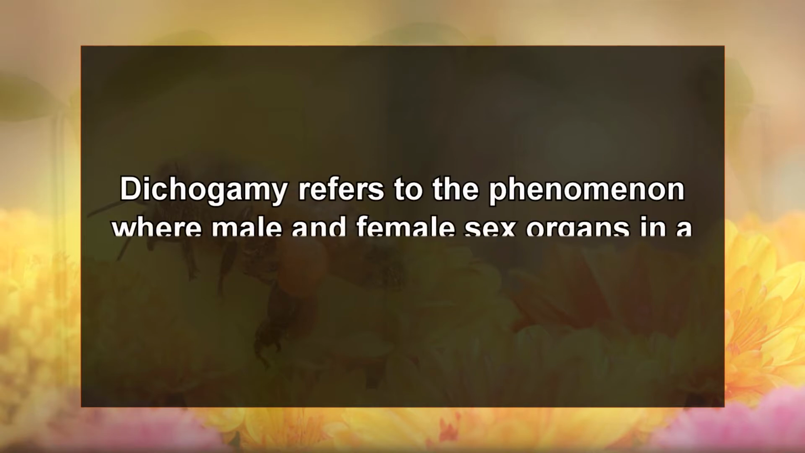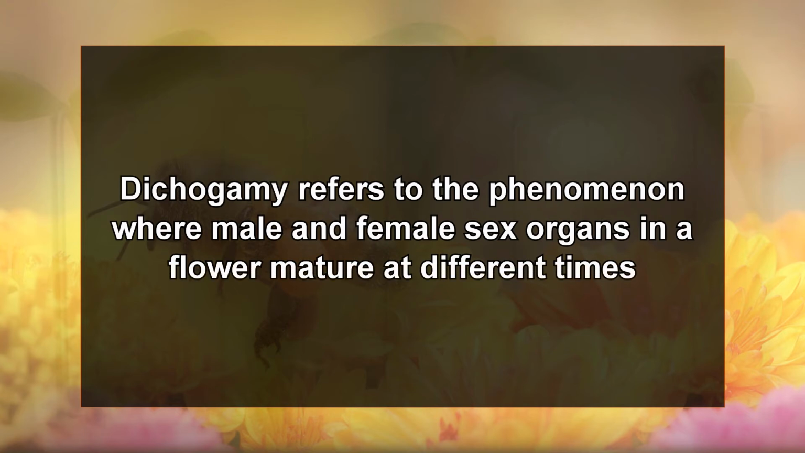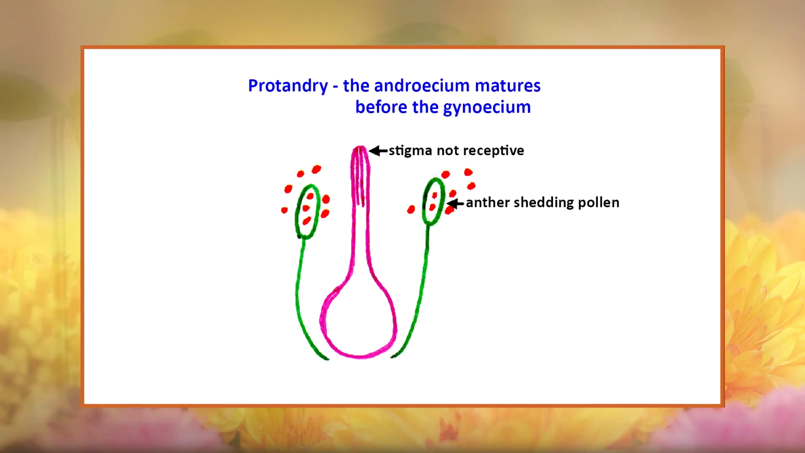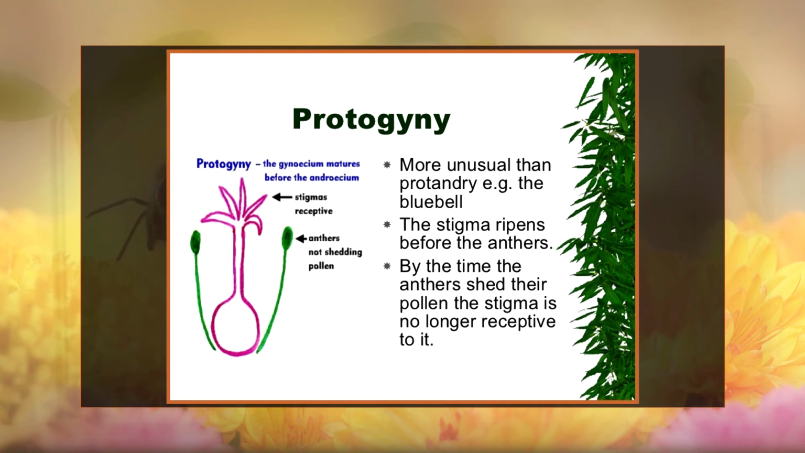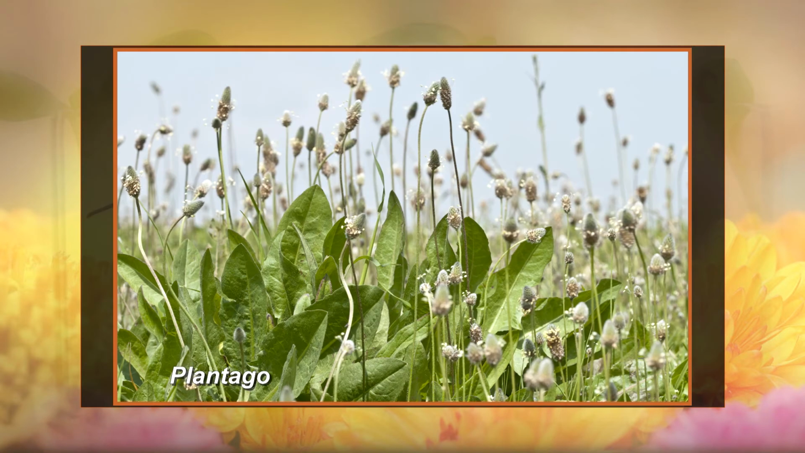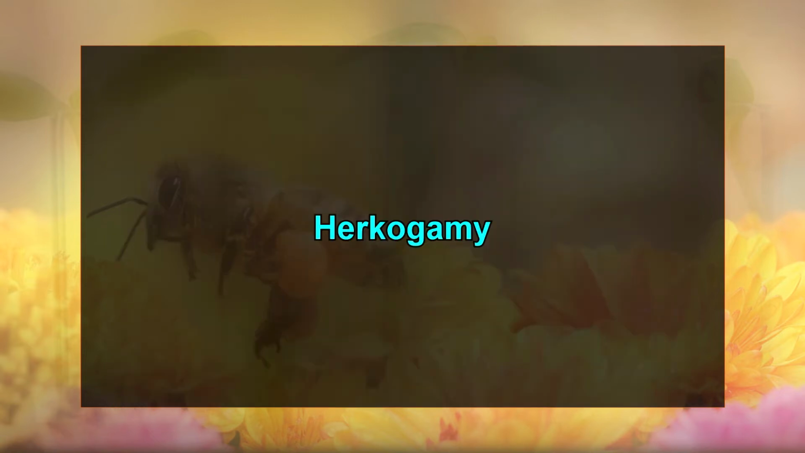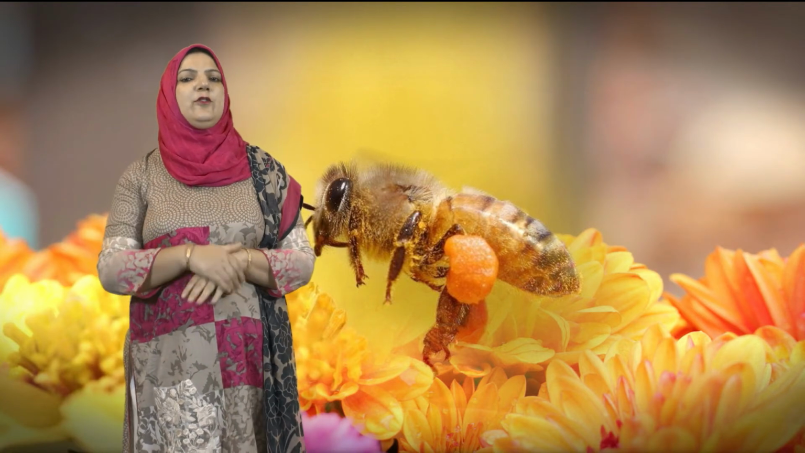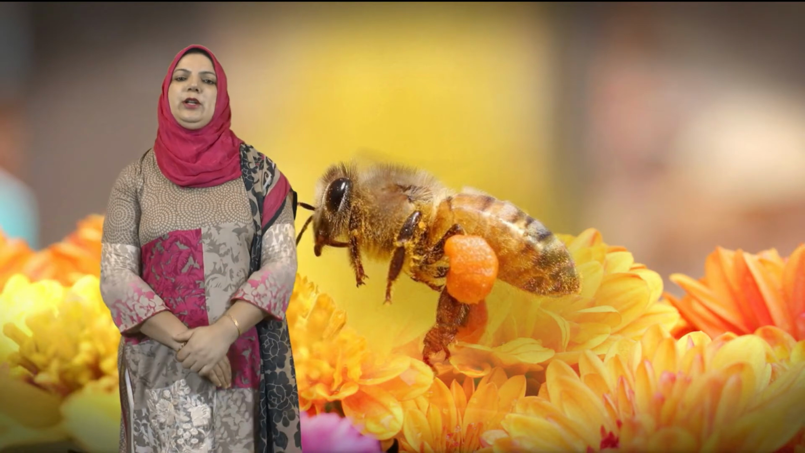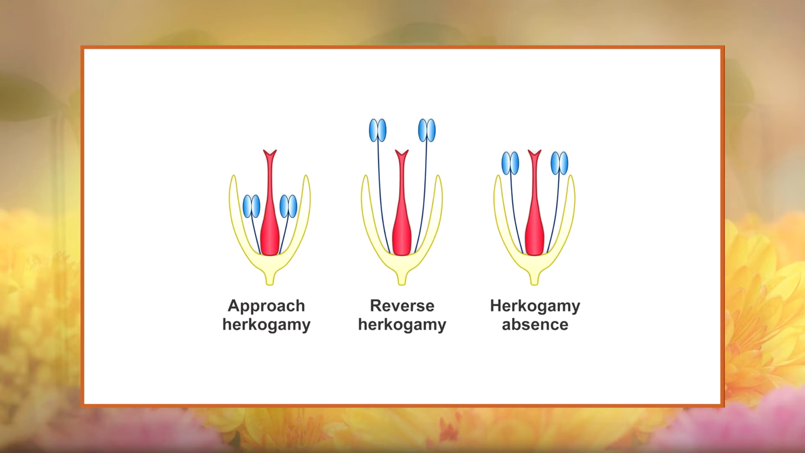Dichogamy refers to the phenomenon where male and female sex organs in a flower mature at different times. When anthers mature first, it is called protandry, for example, in Saxifraga. On the other hand, when gynoecium or pistil matures first, it is called protogyny, as in Magnolia and Plantago. We also have hercogamy. Here, the structure of male and female sex organs acts as a barrier for self-pollination and thus favors cross-pollination. For example, in some plants, stamens are short and pistil is very long, and thus they are spatially separated from the anthers.